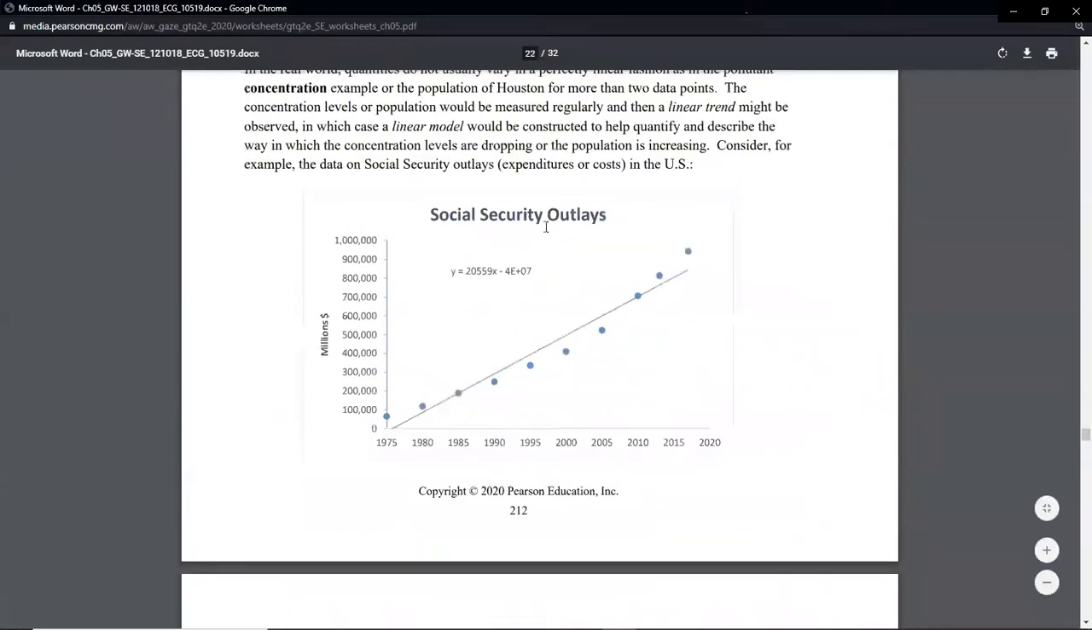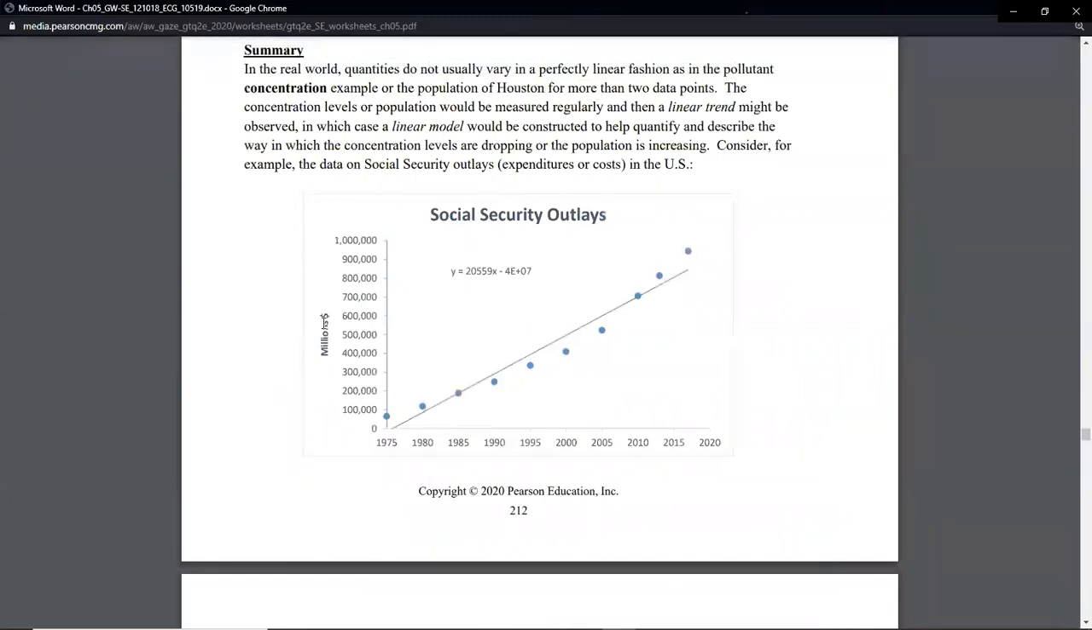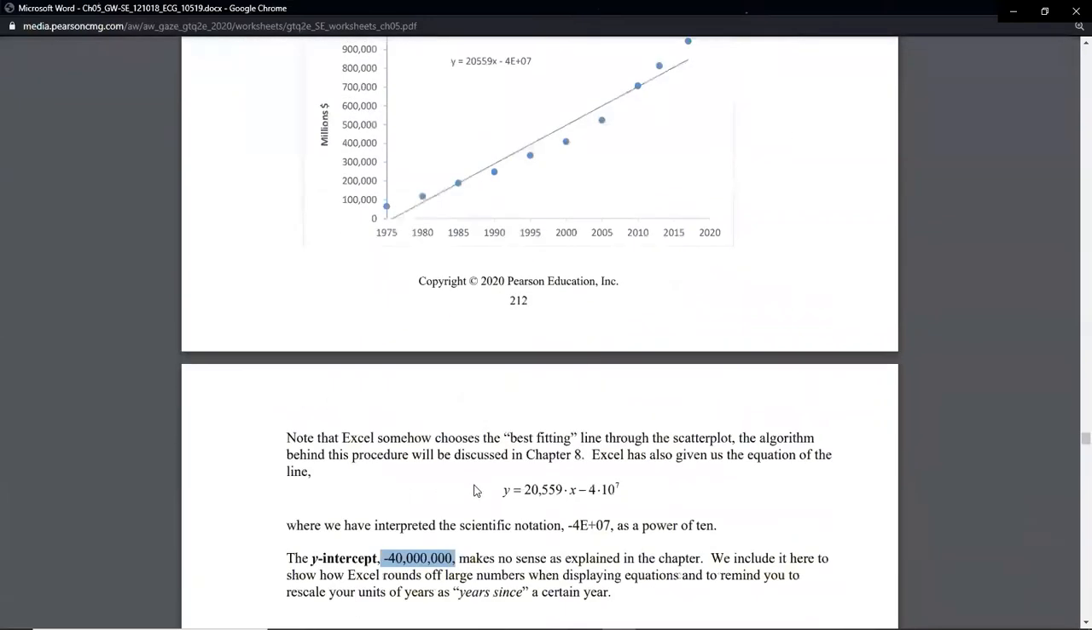First of all, we're talking about Social Security outlays or expenses. So that means that at the year 0, we were spending negative $40 million on Social Security. Well, that's impossible because the least we can spend is a penny, or $0 more specifically. So how do we have spent negative $40 million?